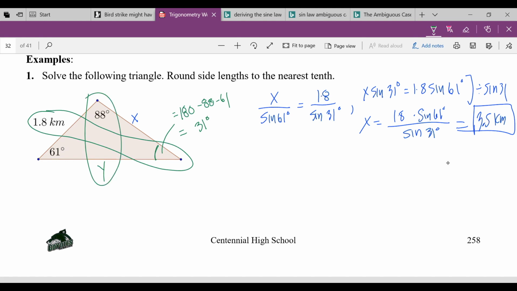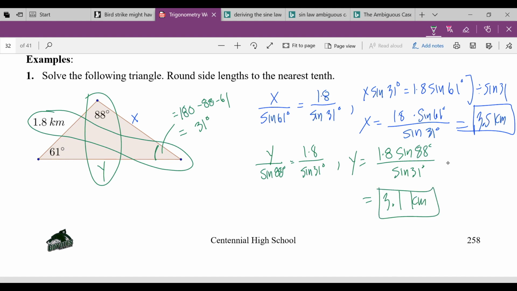And once again, if we go y over sine 88 degrees, it's going to be equal to 1.8 over sine 31 degrees. And when you do your rearrangement magic here, you're going to get y equals 1.8 sine 88 all divided by sine 31 degrees. And when you sort through that mess, you get 3.1 kilometers. Boom, there you go. Easy peasy. Nothing hard with that. The secret is in identifying those cross pairs, an angle with its opposite side.